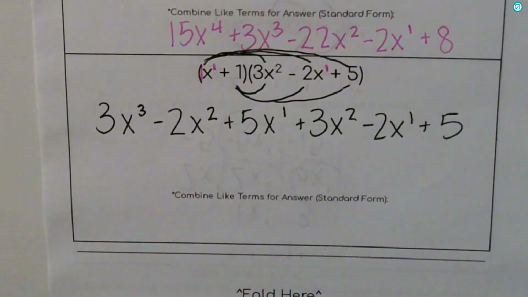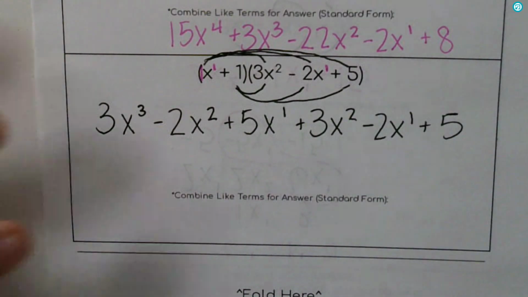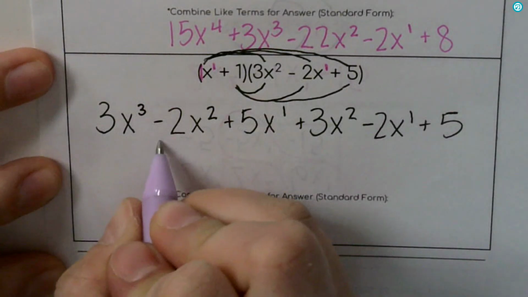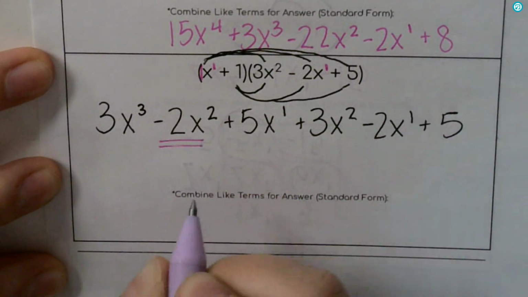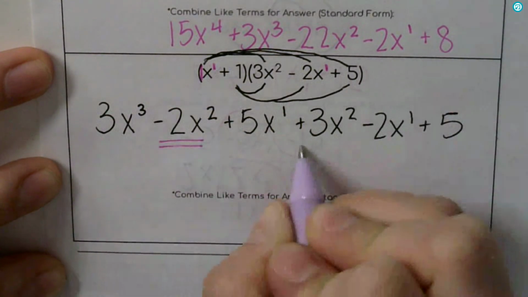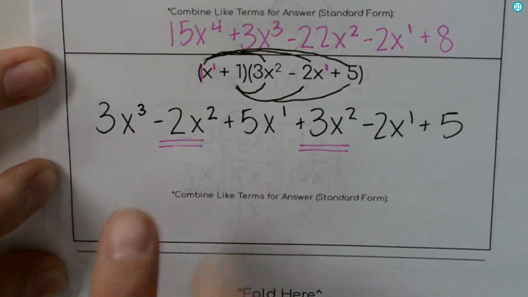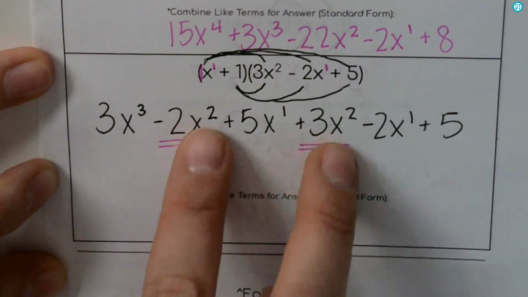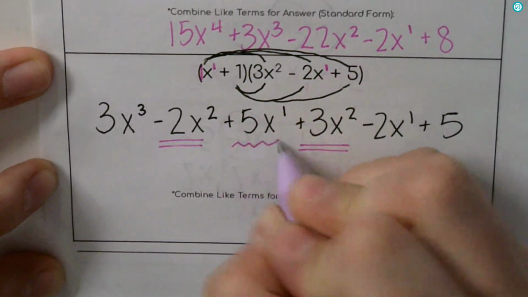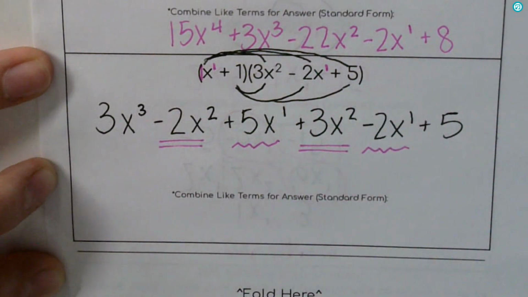Okay. What can we combine? Yeah, sorry, you were saying the other set, and I was underlining the first set. So, these two guys can combine, because they're both x squareds. And then this 5x to the first and this negative 2x to the first can combine. So we'll put our answer in standard form, and we'll go from having 6 terms just down to 4 terms.